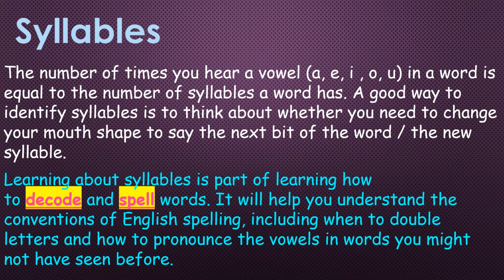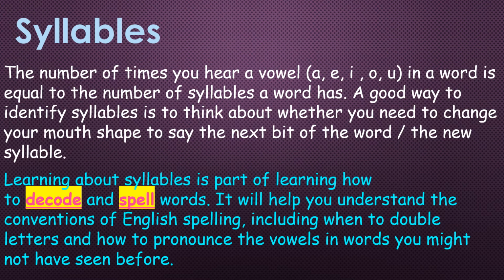More on syllables. The number of times you hear a vowel sound, a, e, o, in the word is equal to the number of syllables the word has. A good way to identify syllables is to think about whether you need to change your mouth shape to say the next beat of the word, or the new syllable.